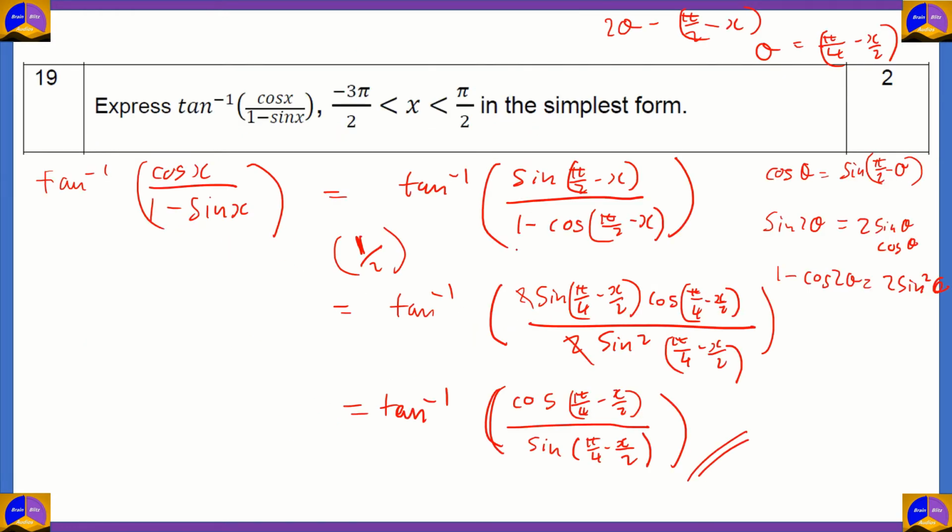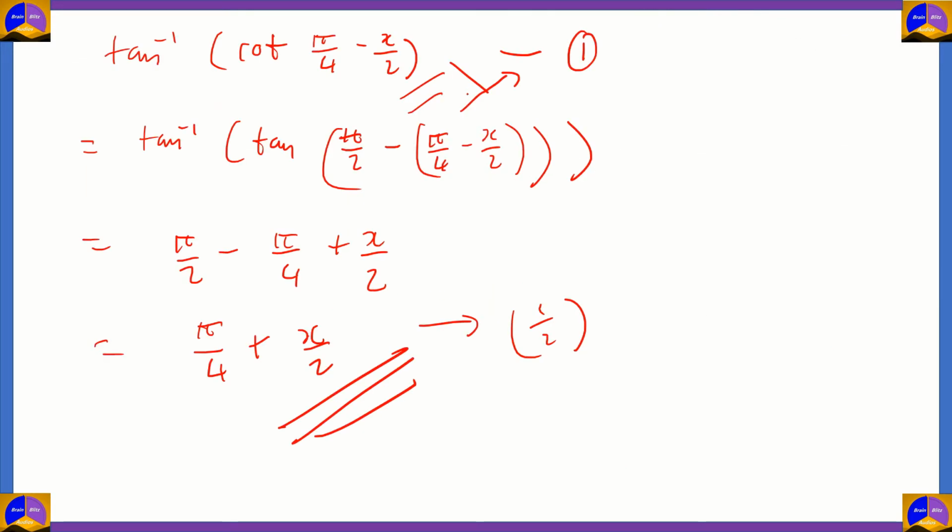So a half mark for converting it into sine and cos form, and using the two identities: sine 2 theta is 2 sine theta cos theta, and 1 minus cos 2 theta is 2 sine square theta. 1 mark is given when you write the inside function in terms of cot and tan, and a half mark is given for writing the final answer.